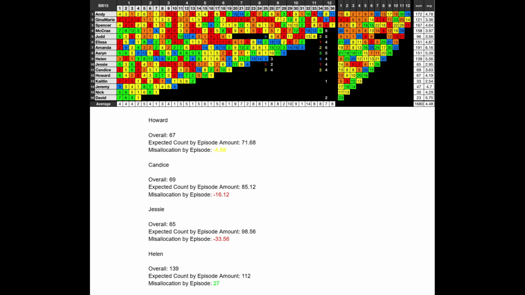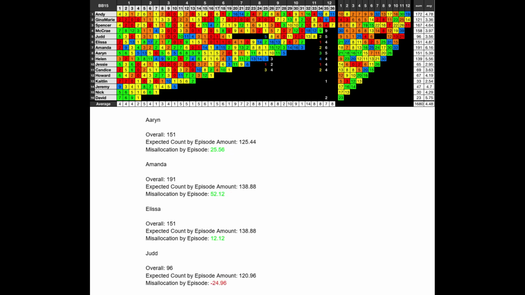Helen has 139 diary rooms, and her expected count by episode amount is 112, meaning that she has an over misallocation by 27. And this really isn't shocking because she was one of the main narrators during her time on the season.